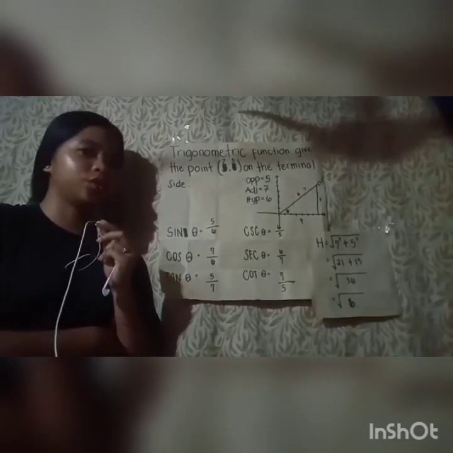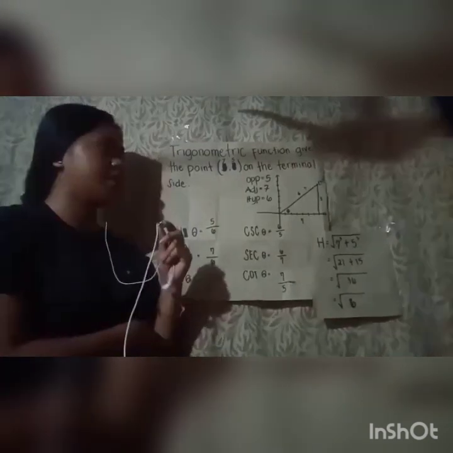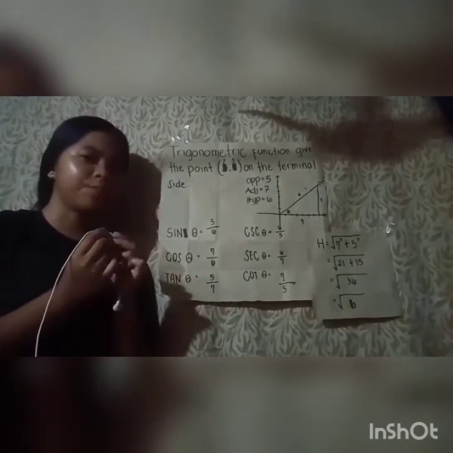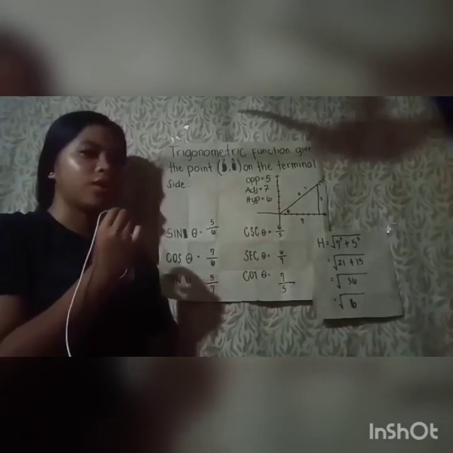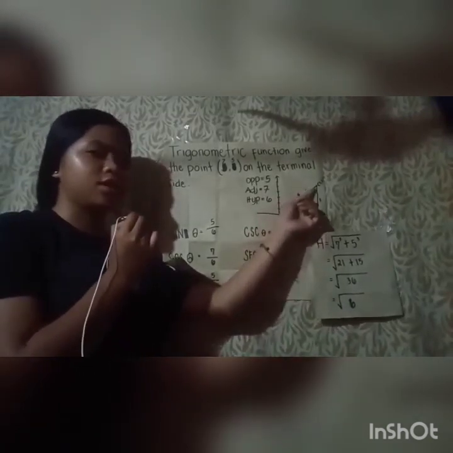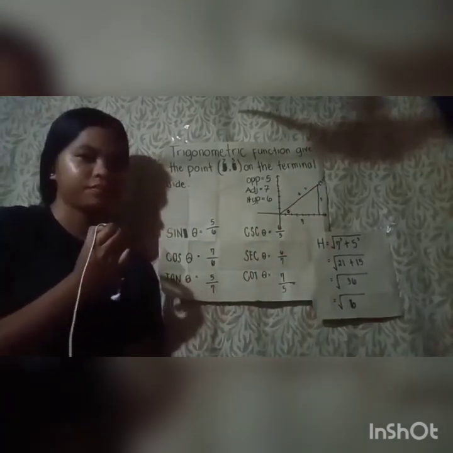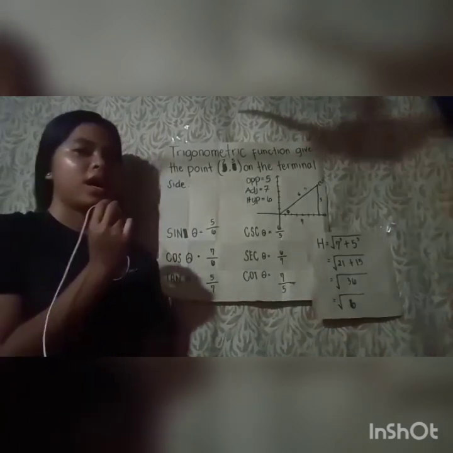Hi guys, how to solve trigonometric functions. Given the point 7 and 5 on the terminal side. So I draw a simple graph where there's an x-axis and a y-axis. I connect the straight line down to the origin, and the second is the vertical line to the x-axis. So that creates, at the origin, an angle.